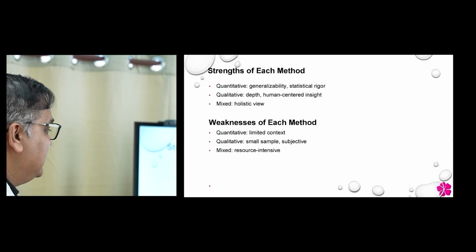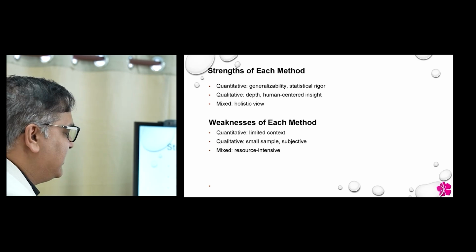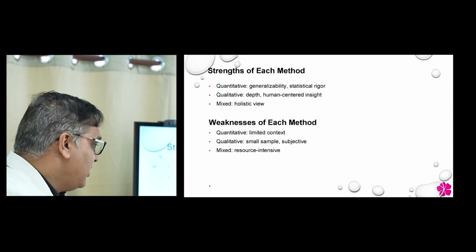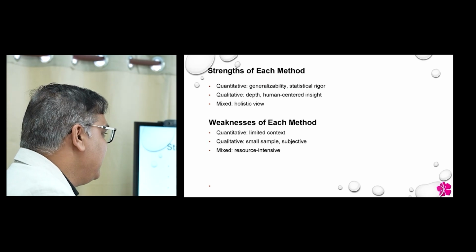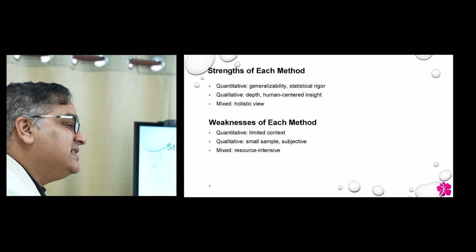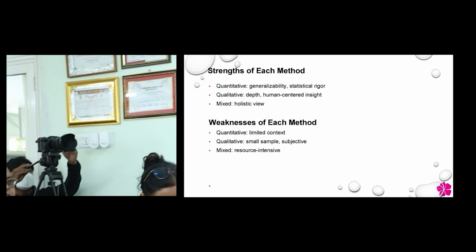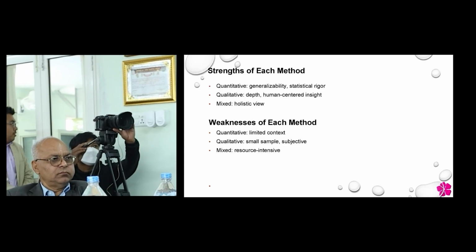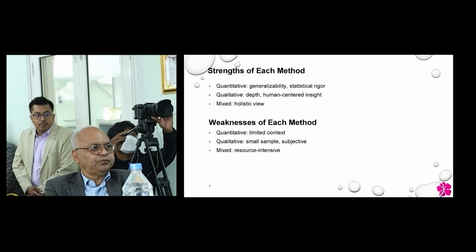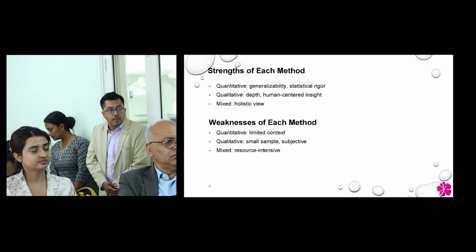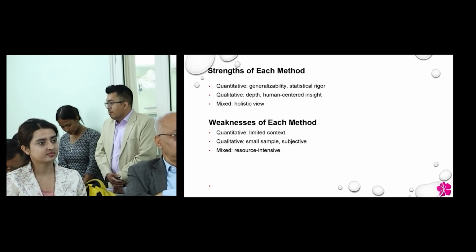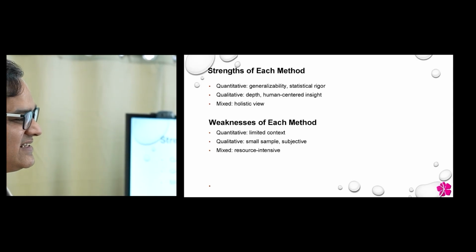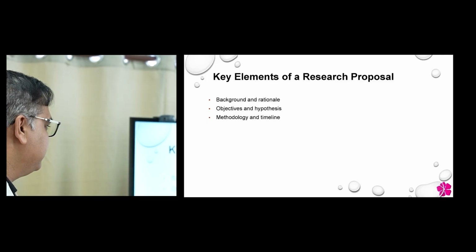Quantitative you can use in every type of research. There is statistical rigor, so we can say, okay, this is the number, this is the result, so we can strongly accept or refute any hypothesis. Qualitative, meanwhile, is human-centered depth. Actually there is no scale to measure it. There are some scales like quality of life tools, but they are not based on numbers, so they are not rigorous. Mixed is the holistic view. If you see the weakness of each method, quantitative has limited context, and qualitative usually has small samples and is subjective. And mixed, everyone wants to do mixed, but it's usually resource intensive.